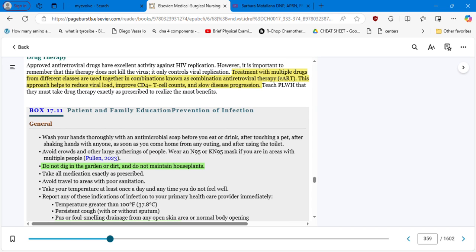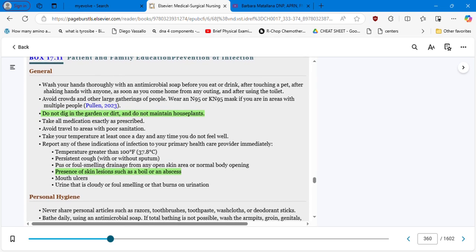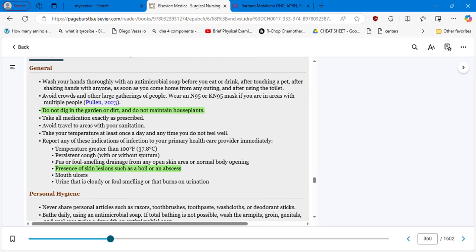So, patient and family education, prevention of infection. In general terms, wash your hands, avoid crowds, do not dig in the garden or dirt, and do not maintain house plants. Very important, you see. As simple as that. Take your medication exactly as prescribed. Avoid travel to areas with poor sanitation, right?